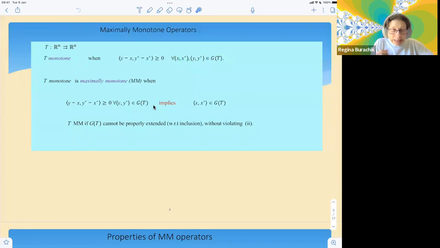So note that this is a restriction on the graph. Not everybody can be in the graph of T. You can only have a point in the graph if you satisfy this inequality. So this is a restriction of the graph.